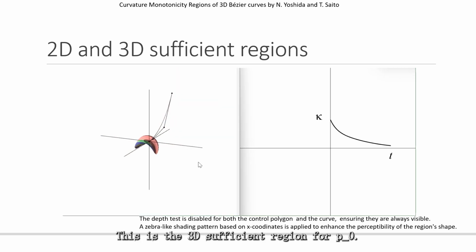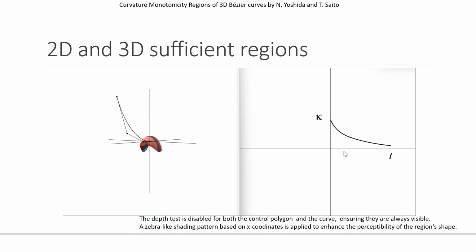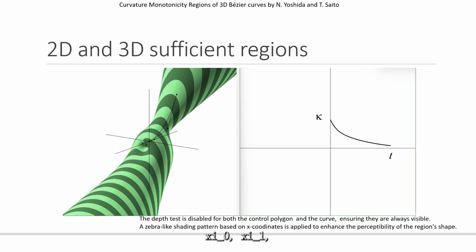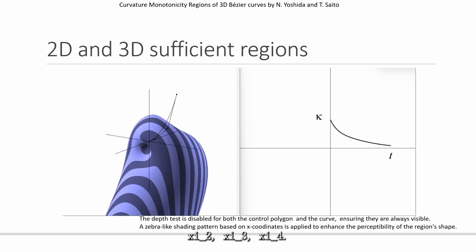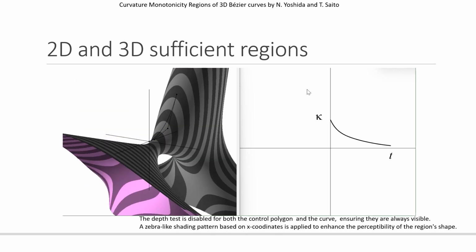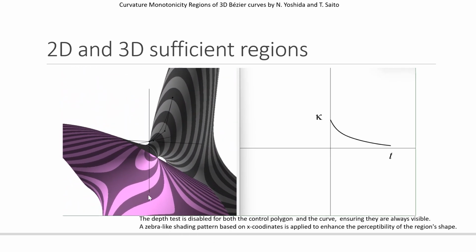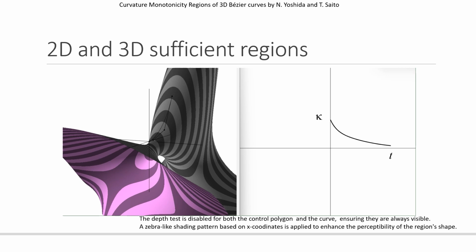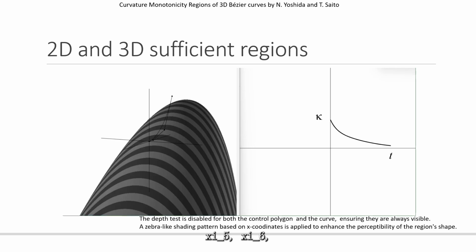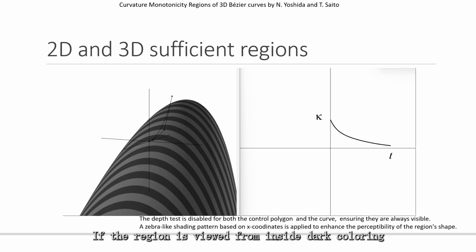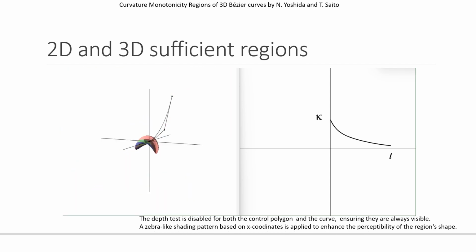This is the 3D sufficient region for P0. The region is bounded by algebraic surfaces that are Xi0, Xi1, Xi2, Xi3, Xi4, rotating the viewpoint, Xi5, Xi6, and Xi7. If the region is viewed from inside, dark coloring is used.